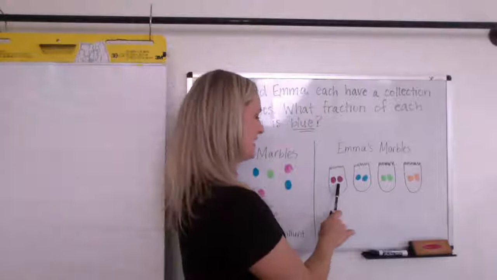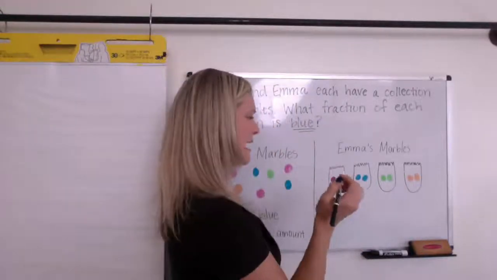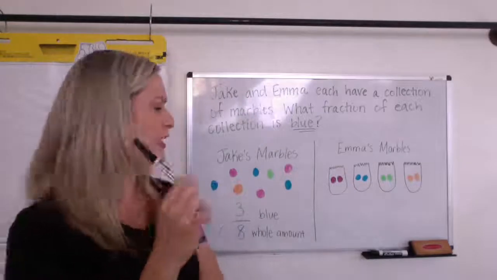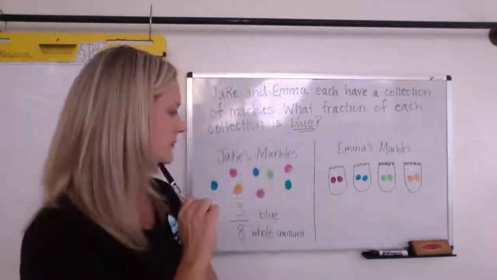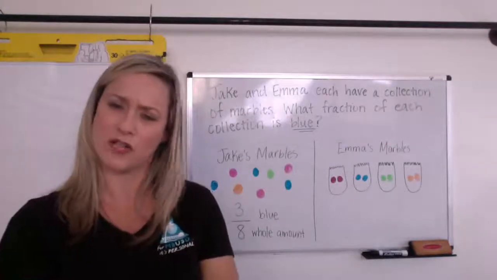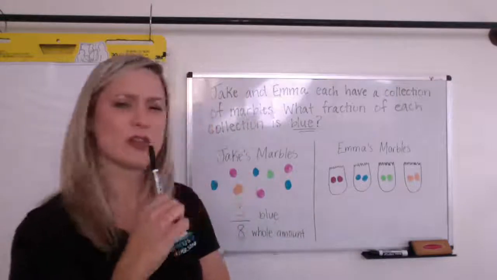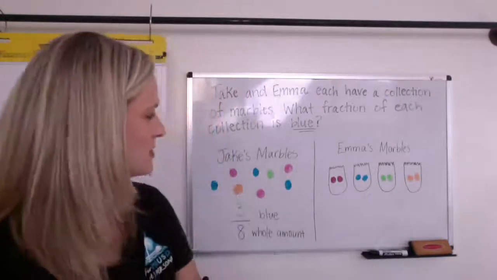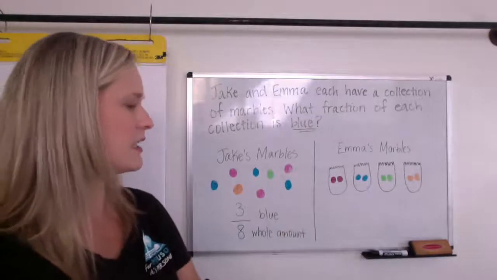Okay, so let's see here. Emma has 1, 2, 3, 4 bags. Okay, so we know that she has 4 bags. And we know that each bag has a different color in it, right? But then I also know that she has 8 marbles. 2, 4, 6, 8. So how are we going to represent Emma's marbles and the numbers that are blue? It's an interesting thought here.